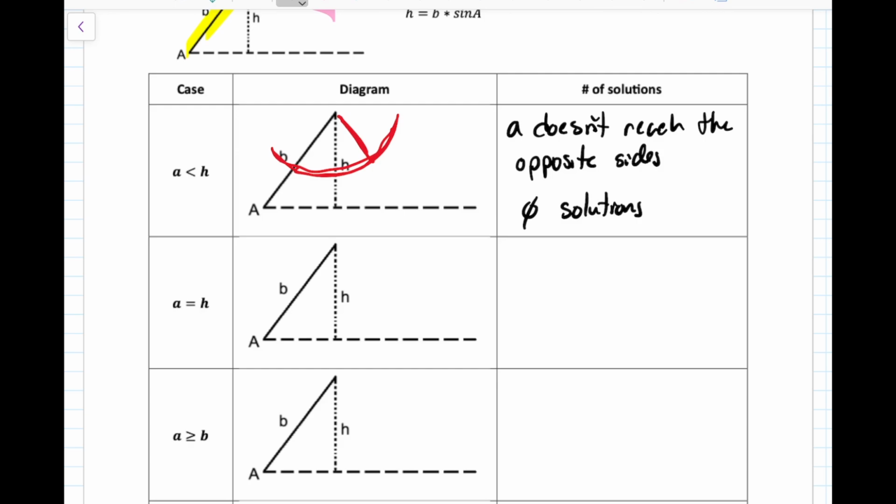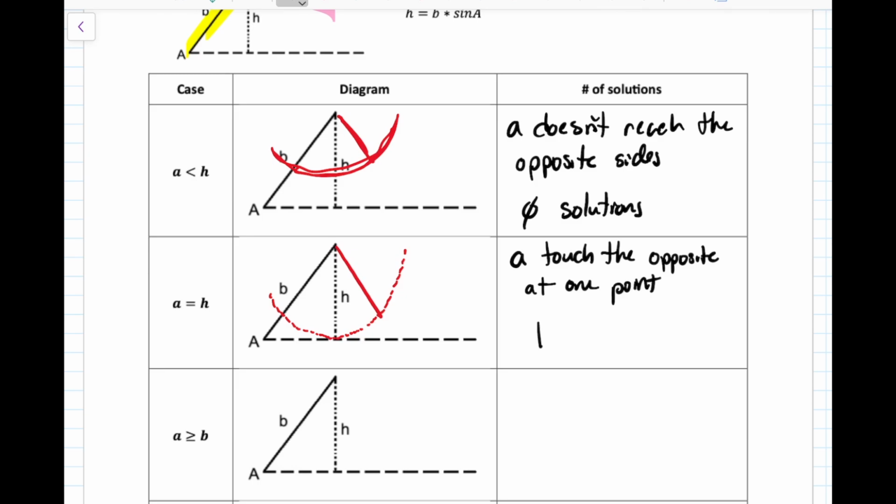If we made A a little bit longer, so if A was the same length as H, well, if you rotated that around, and pardon my poor drawing skills, it would touch perfectly when it lined up with H, right? Because they're the exact same side. So A is going to touch the opposite side at exactly one point, which means we're going to have one solution.